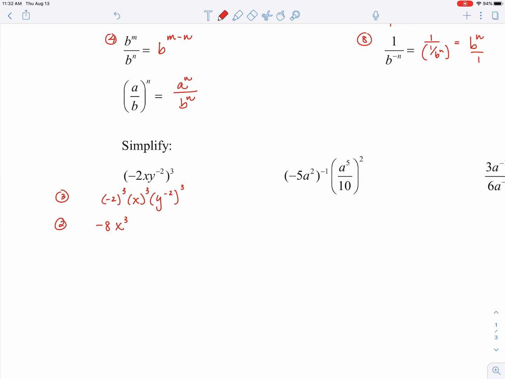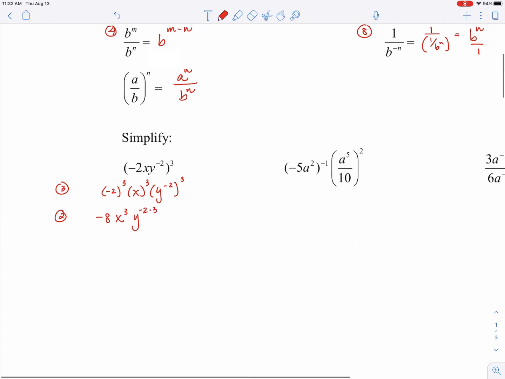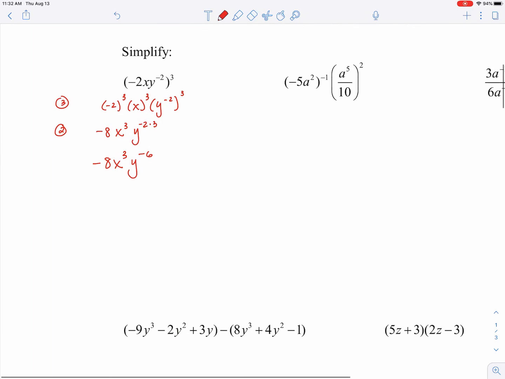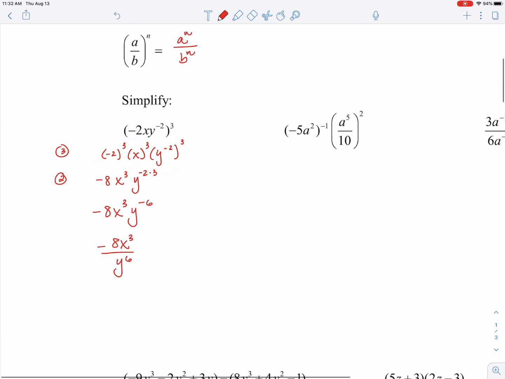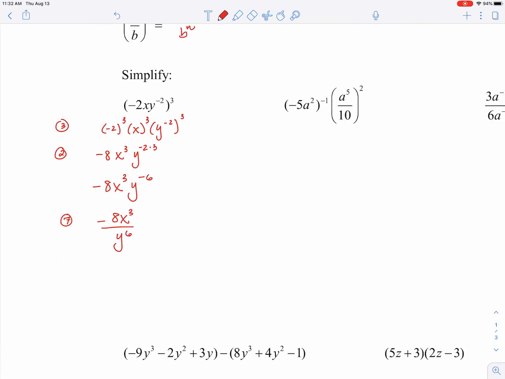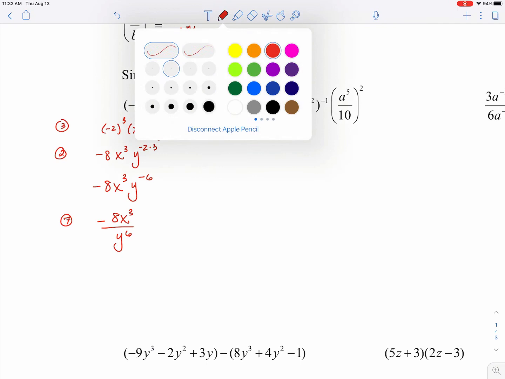I'm going to take that y to the negative 2 raised to the negative 3 power, which is y to the negative 2 times 3, so this is negative 8x cubed, y to the negative 6. And if we do want to rewrite this without any negative exponents, we can say that this is negative 8x cubed over y to the positive 6. And that is using rule number 7. So those are the rules that we used.